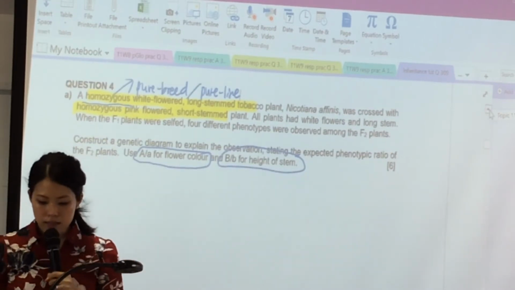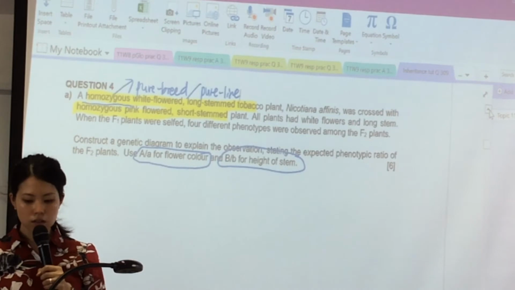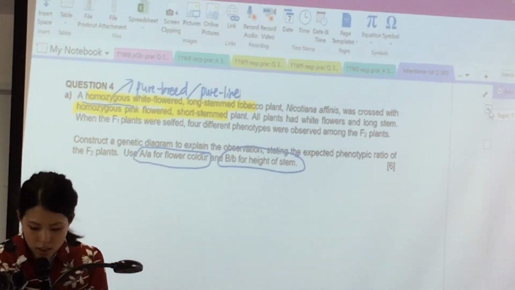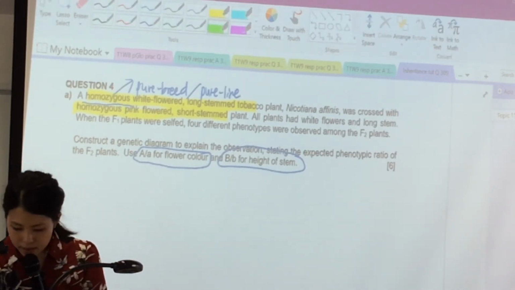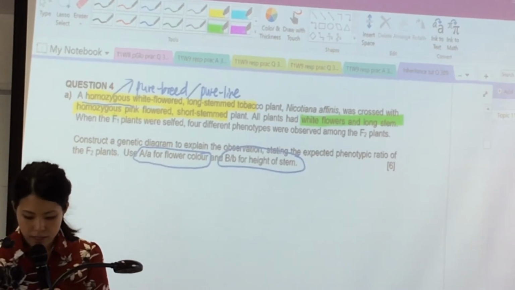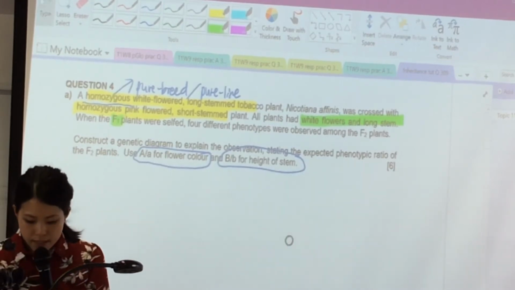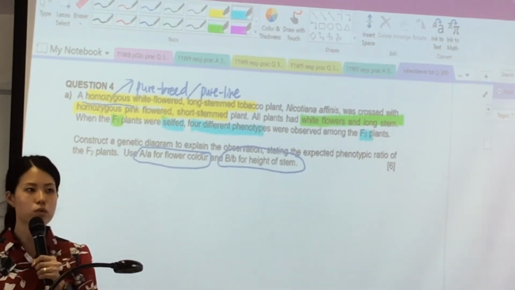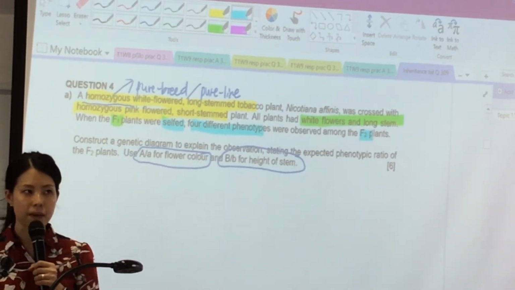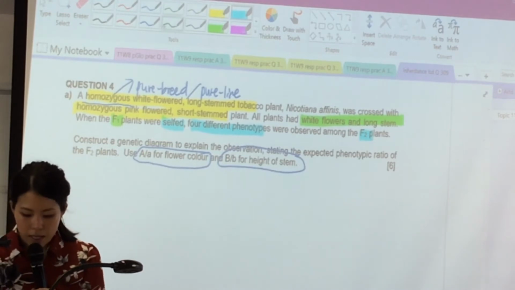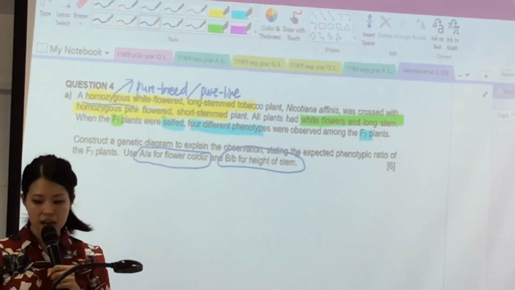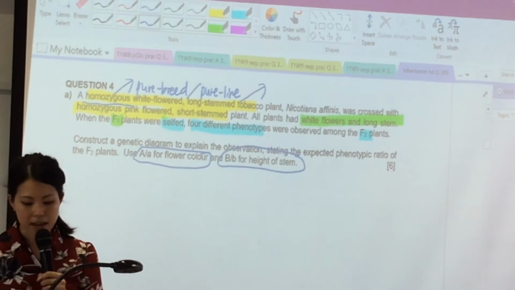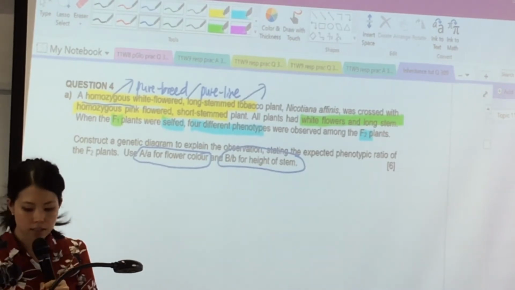Now this first parent, white long, crossed with pink short, you get an offspring that is white long. That's the F1. And when you solve the F1, you get 4 different phenotypes observed in F2. So there's 3 generations altogether, parent, F1, and F2. Now let's try and figure out the alleles first.